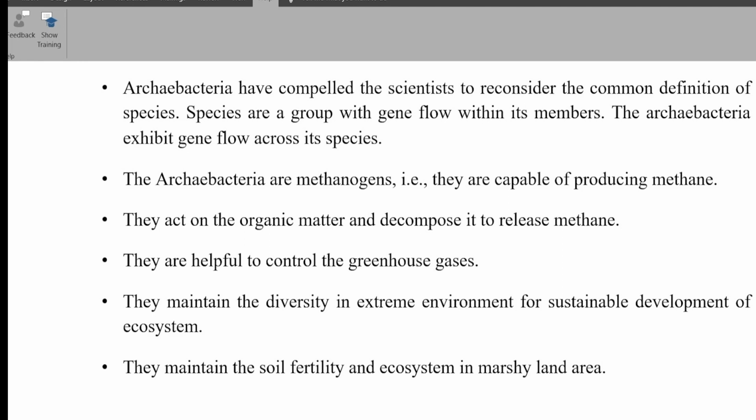So this is in brief about bacteria and archaebacteria, two important groups of microorganisms, for their diversity, their role, their structures, and their sustainable development in nature for the maintenance of the environment. So, thank you very much.